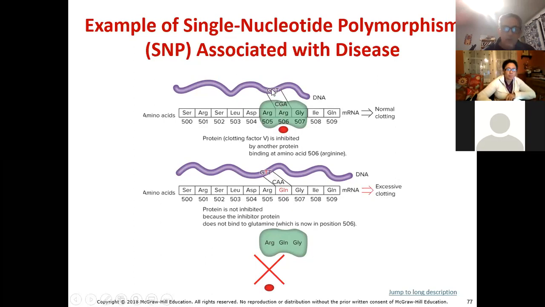You see the genetic code was GCT, and here the C, the cytosine, was replaced by a T, so that would be a single nucleotide polymorphism, and it resulted in a different amino acid.